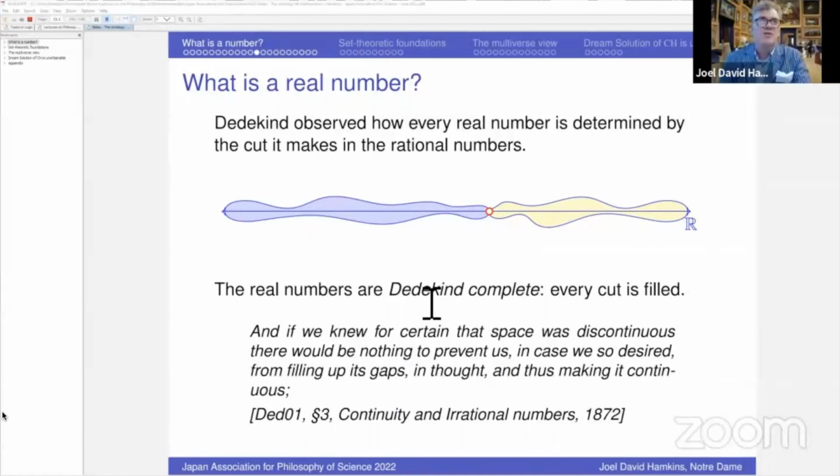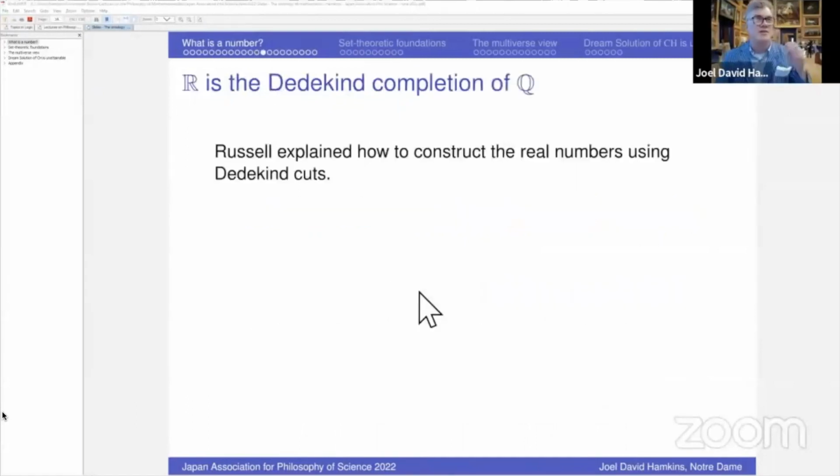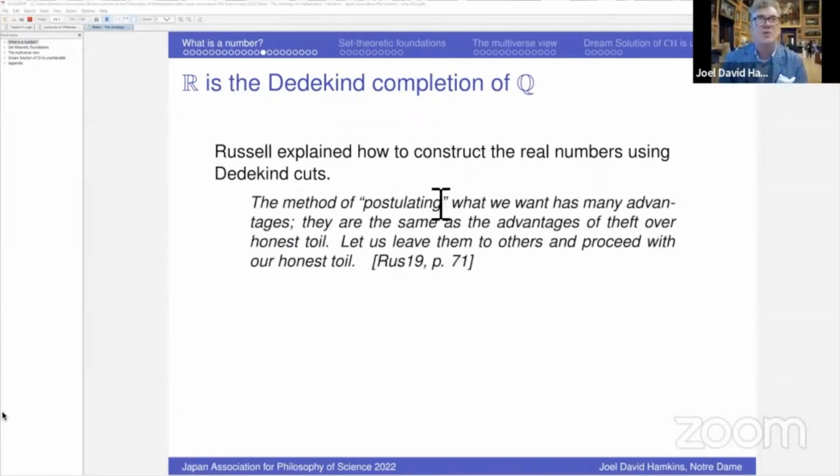Now, Bertrand Russell mocked him a little bit for this. So Russell explained how to construct the real numbers using Dedekind cuts in the rationals. Starting with the rational numbers, Russell takes the set of Dedekind cuts in the rationals and defines how to add them and how to multiply them, and proves that that way of building a copy of the real numbers is Dedekind complete.